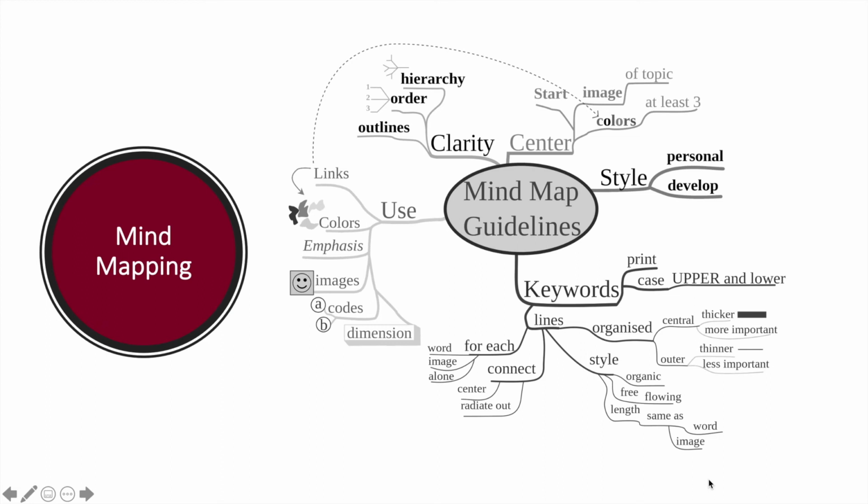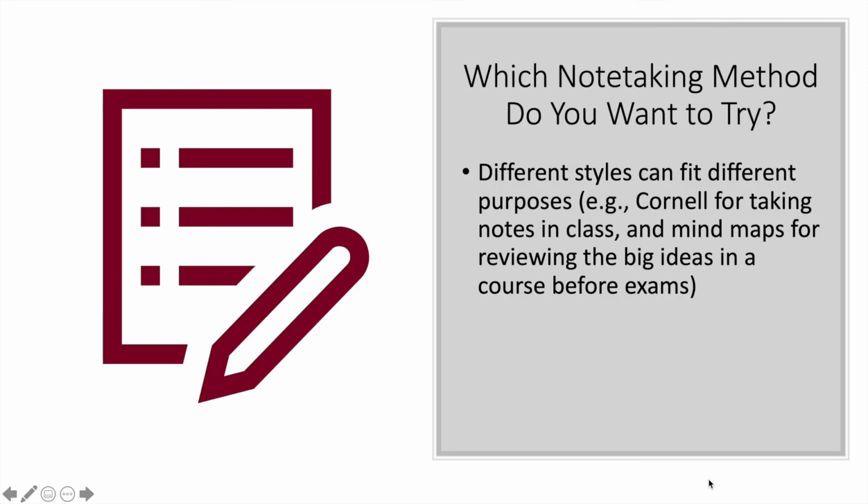Unlike in outline notes where they might be A, B, and C in a linear presentation, here your subtopics are going to move out into different branches from the center. And again, you can continue to build on those subtopics or related vocabulary or images and build out your mind map that way. So based on what you've just heard, which note-taking methods do you want to try?